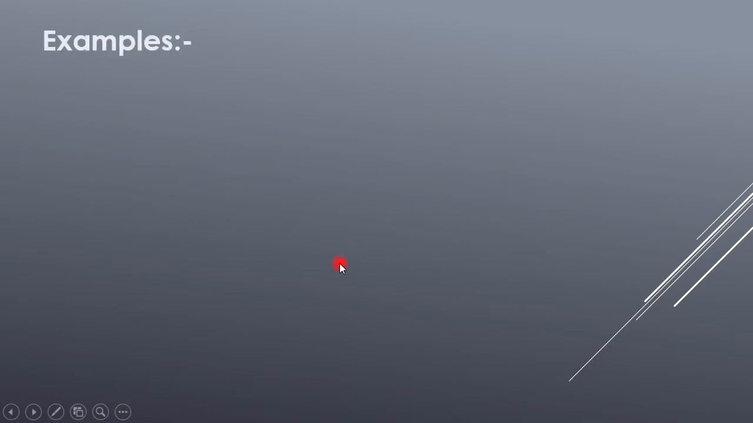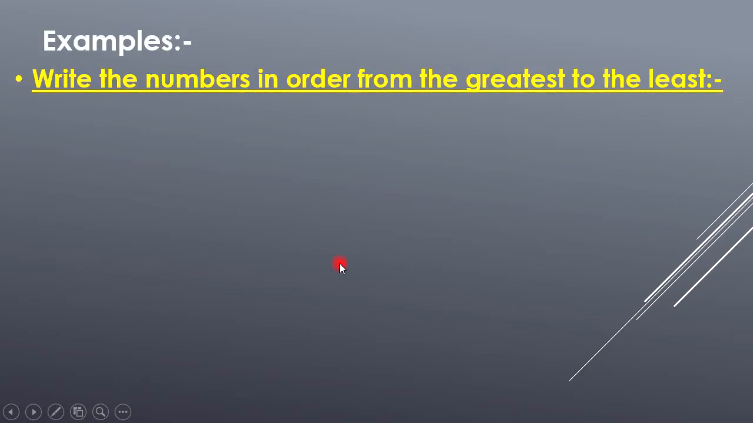Now we have some examples. Write the numbers in order from the greatest to the least. And we said from the greatest to the least, that means descending order. So we can say from the greatest to the least or descending order.